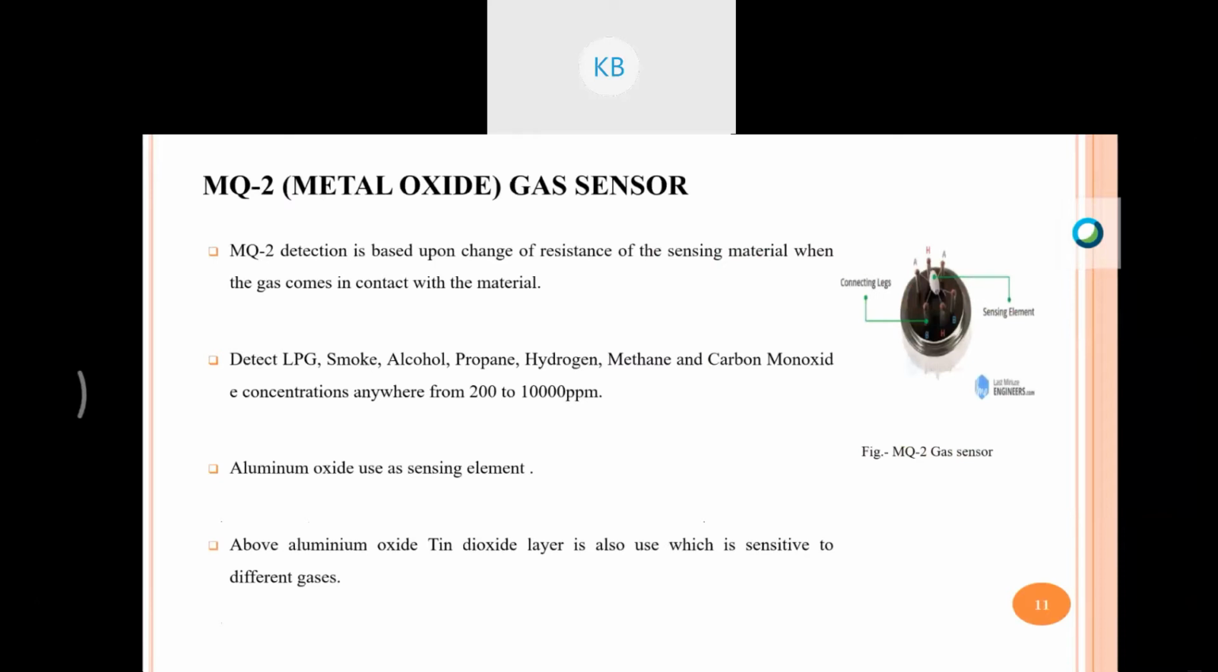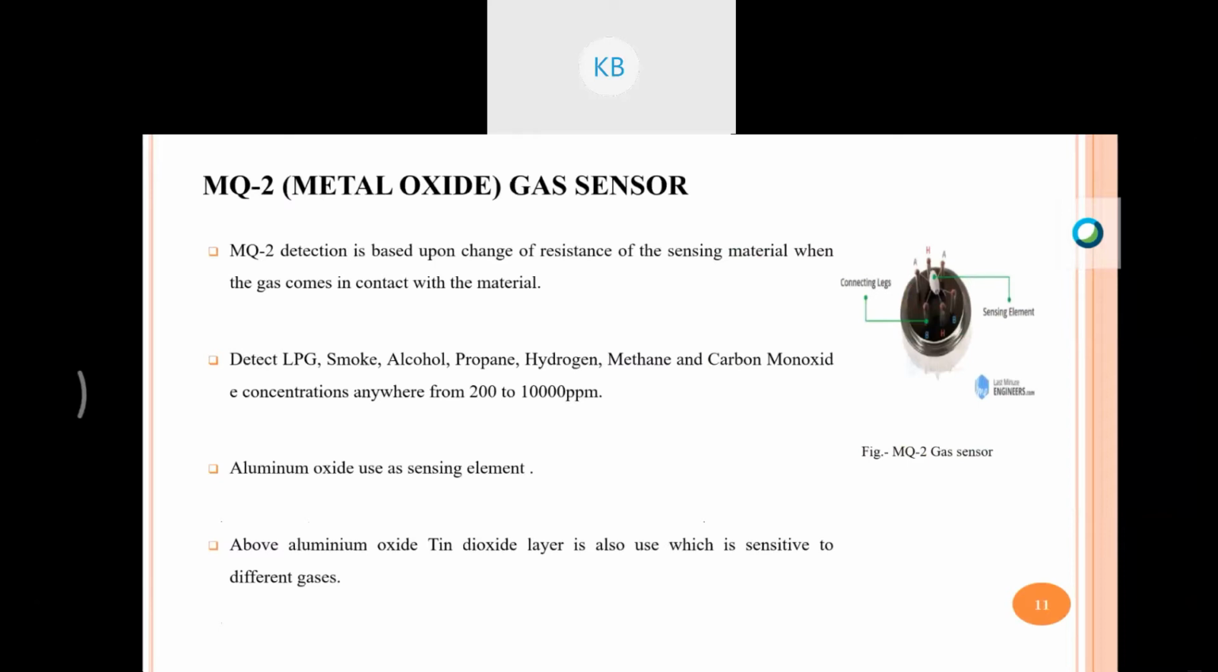We have used the MQ2 gas sensor. MQ2 detection is based upon the resistance of the sensing material. It contains a sensing material in the gas sensor, and when the gas comes in contact with the material, it senses. The main purpose of the MQ2 is to detect LPG, smoke, alcohol, propane, hydrogen, methane, and carbon monoxide, with concentrations anywhere from 200 to 10,000 ppm. The sensing elements are aluminum oxide and tin dioxide, and a tin dioxide layer is also present.